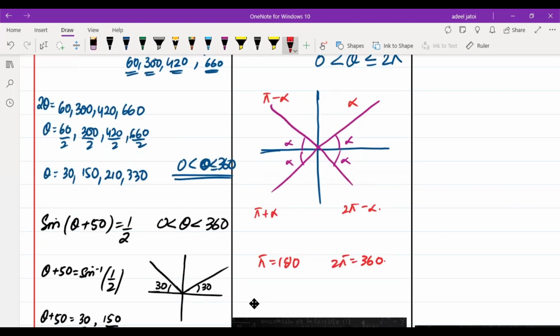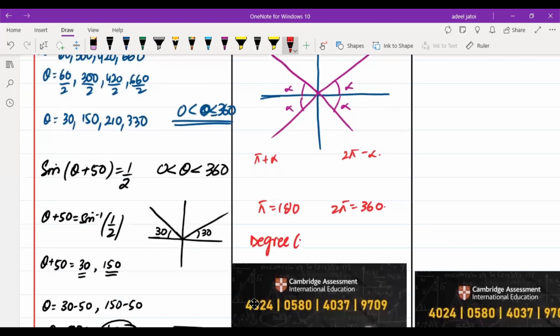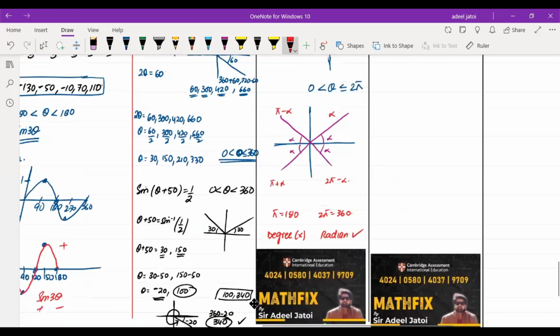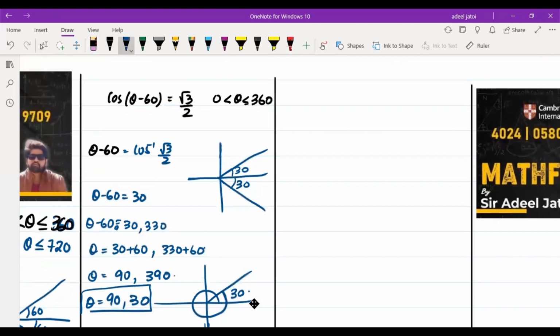the answer itself will not be in the degree form. It will be in the radian form. You will be changing your calculator to the radian form if the question domain is in pi. The other concept that you need to understand here, just before we end this, is the complex number Argand diagram, which will be tested in a similar way.